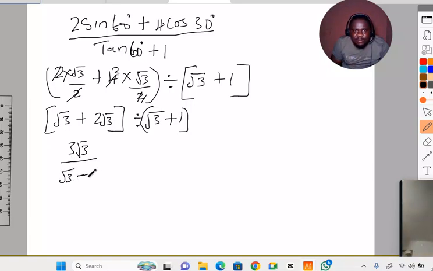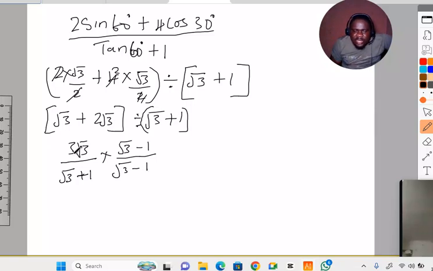Let me put it in a better form. Now from here, remember how we do. Whenever we have something like this, we do what? We rationalize it. So multiply it by root 3 minus 1 all over root 3 minus 1.